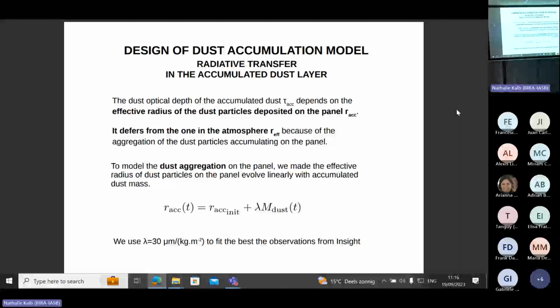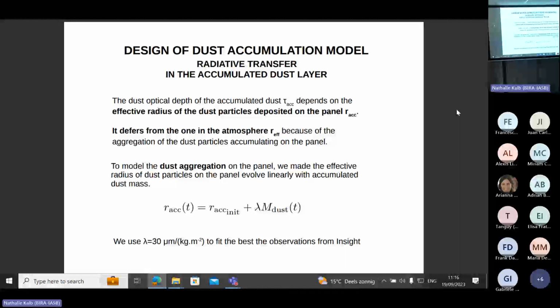And so to model this aggregation of dust particles, what we do is that we say that the more dust particles we have on the panel, the bigger the particles can be because of the aggregation. And so we take a linear function of the mass of the dust accumulated on the panel to describe the radius of the particles of the accumulated dust. And so we have this coefficient of linearity, and we can calculate it to best fit the observations.